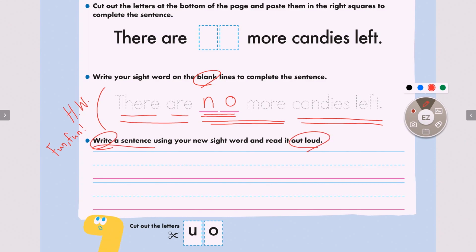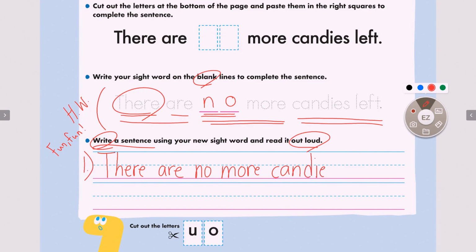Are you ready? Sentence number one. Remember, in sentence one, we will rewrite the sentence one more time. Let's look at our first word, which is there. There starts with T, so we will put a capital T because you always start with a capital letter. There, remember to read together, are no more candies left. With a period. All right, everyone, let's read the sentence. There are no more candies left.